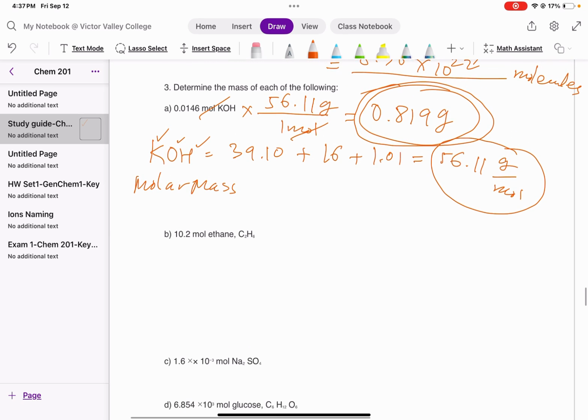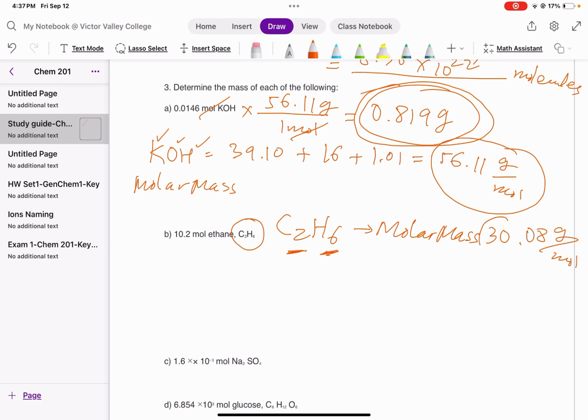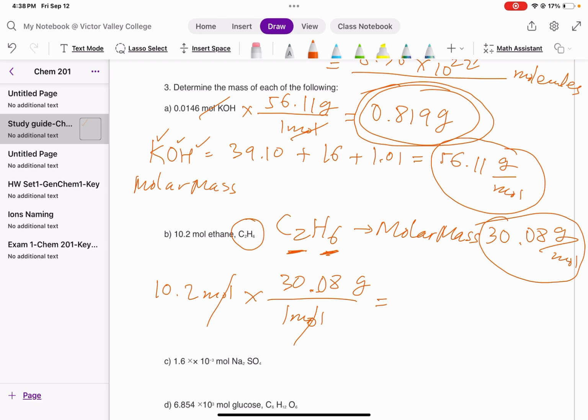Same principle. We need to figure out the molar mass of C2H6. Gotta add 2 carbon plus 6 hydrogens. Molar mass is 30.08 grams per mole. So you've got 10.2 mole, 1 mole, 30.08 grams. That should give us 307 grams.